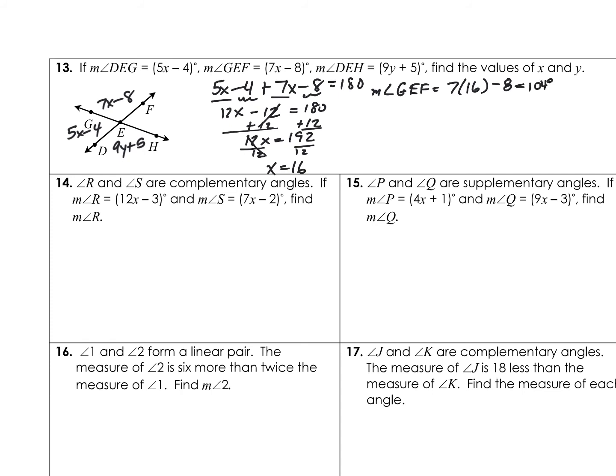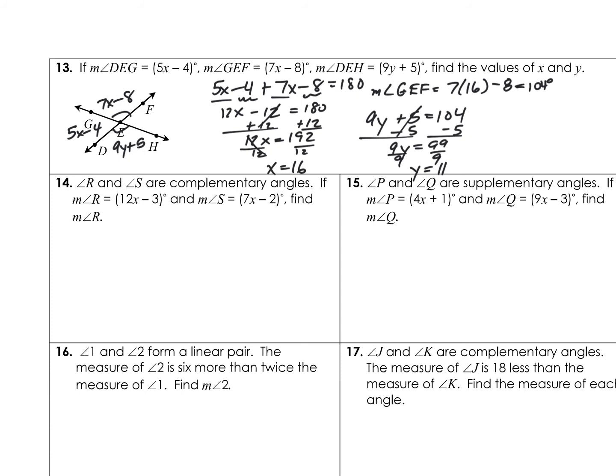Okay, so that means angle DEH, 9y plus 5, is equal to 104 because this angle and this angle are congruent because they're vertical. And so we can solve this in 2 quick steps. Subtract 5. 9y equals 99. Divide by 9. Y equals 11. So x is 16. Y is 11.